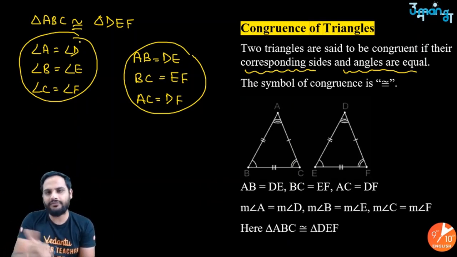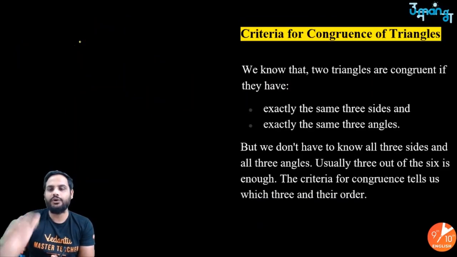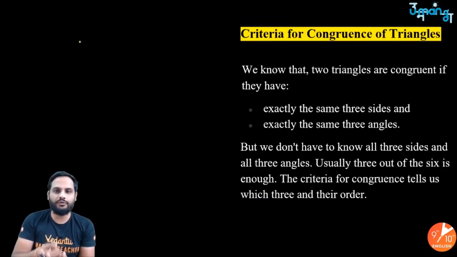If I get some of the information, by that only I can say whether the triangles are congruent or not. So that is why we have some rules to prove the congruency, right? Before I tell you the rules, remember, in two congruent triangles, corresponding sides are the same as well as the corresponding angles are also the same, right?